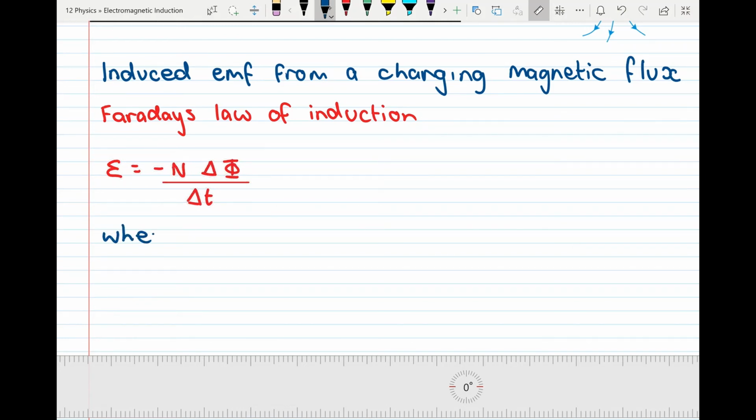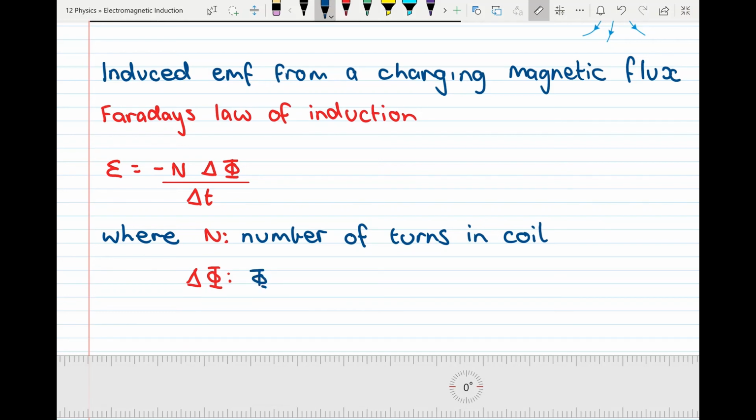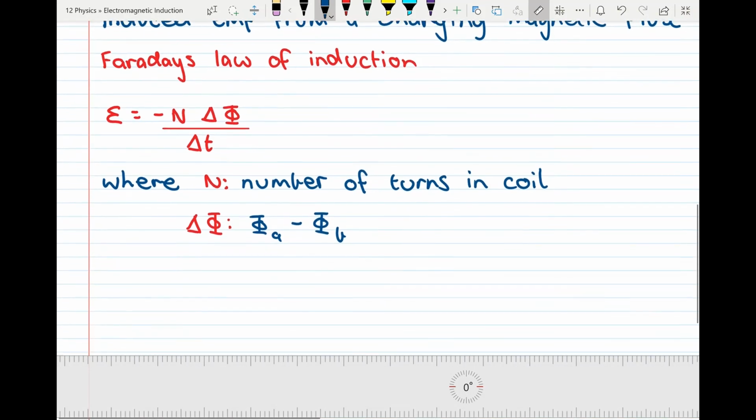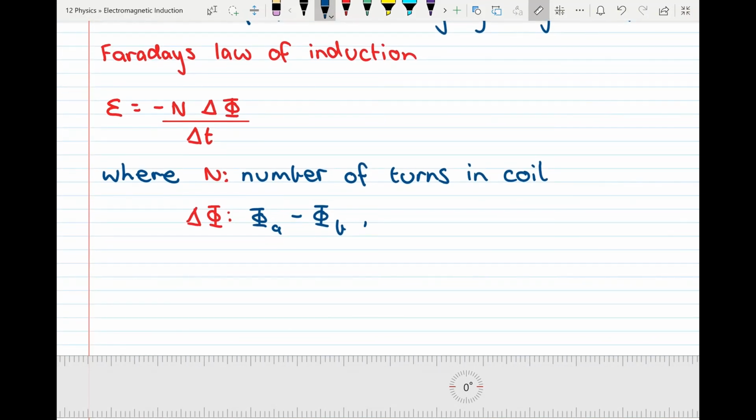Where N is the number of turns in our coil, and the change in magnetic flux is the magnetic flux that you started with, so we'll call that omega A, take away the magnetic flux you end up with. So it's the change in magnetic flux.